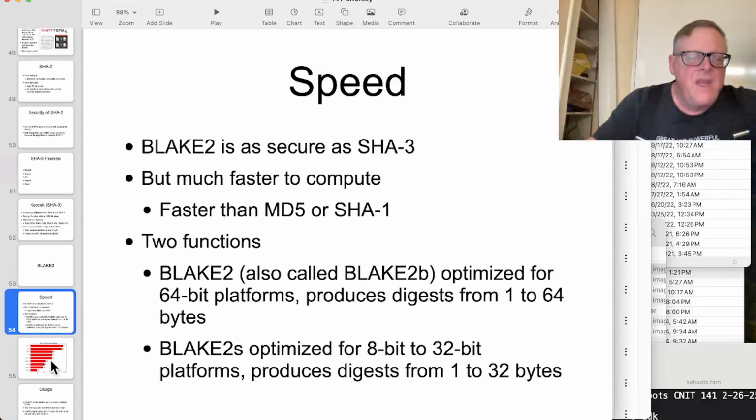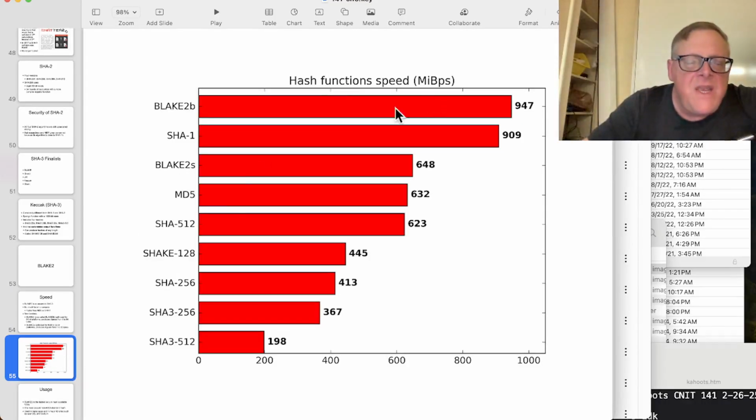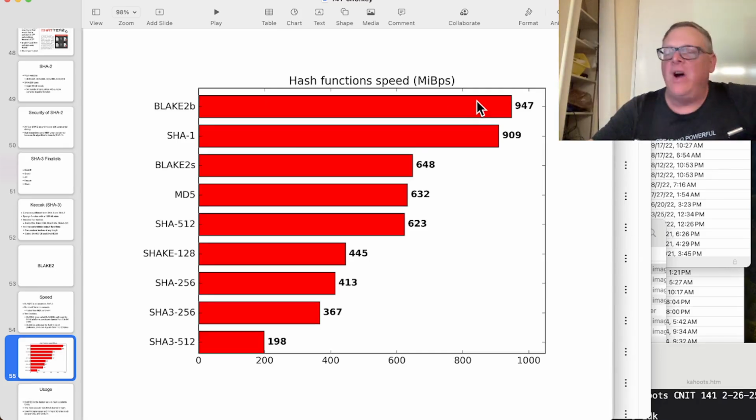All right, so here's how fast they are. Here's the speed, and you see SHA-3 512 is really slow. The other SHA-3 is still pretty slow. SHA-2 is faster. MD5 is even faster. SHA-1 is faster, but BLAKE2 is even faster than SHA-1. So, you know, that's why it's a superior function. It's as secure as SHA-3, but as fast as SHA-1.